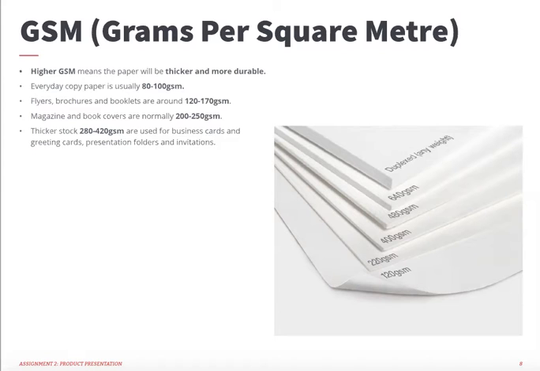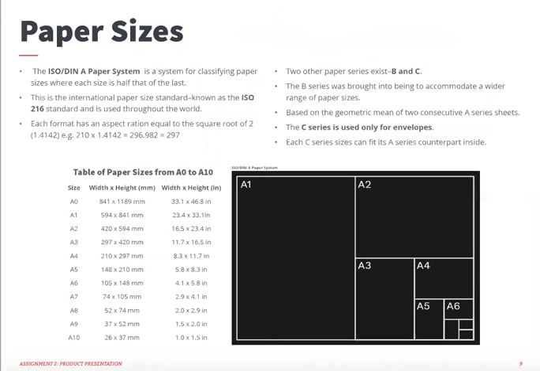Thicker stock, which is 280 to 420 GSM, is normally used for business cards, greeting cards, presentation folders, and invitations. Generally speaking, the thinner stock is used for more disposable, bigger run jobs like handouts, where the thicker stock is used where it matters to make an impression.